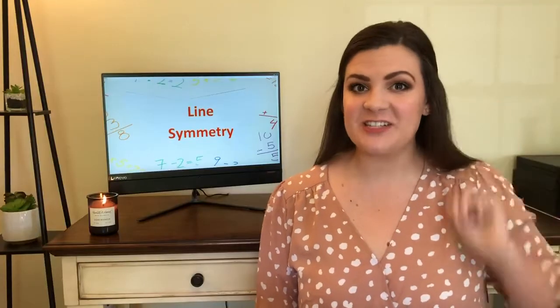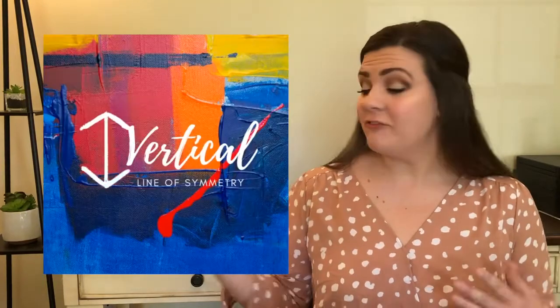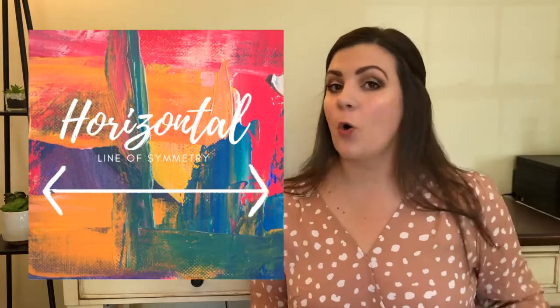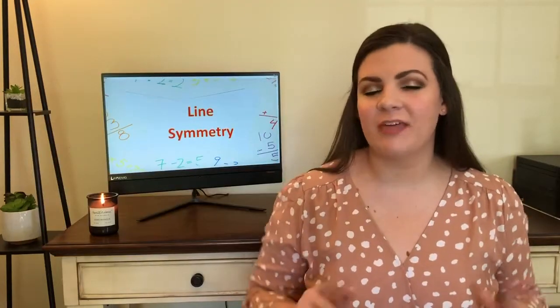There are 3 different types of line symmetry that we're going to talk about today. The first is a vertical line of symmetry. A vertical line of symmetry is a line that if we were to draw it from the top to the bottom of this picture, both sides would match perfectly. The second is a horizontal line of symmetry. If we were to draw a line from side to side or from left to right, both sides would match perfectly. The third is a diagonal line of symmetry. This is a line, if we were to draw it from opposite corner to opposite corner, both sides would match perfectly. Let's take a look at some shapes and see if they have line symmetry.